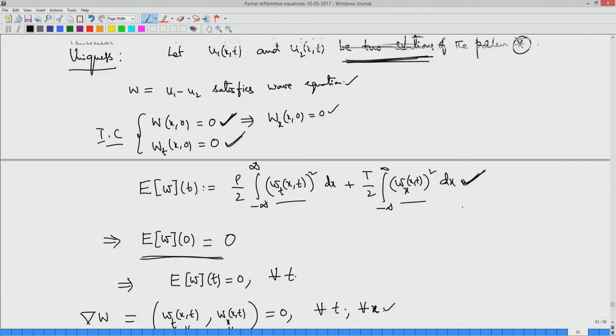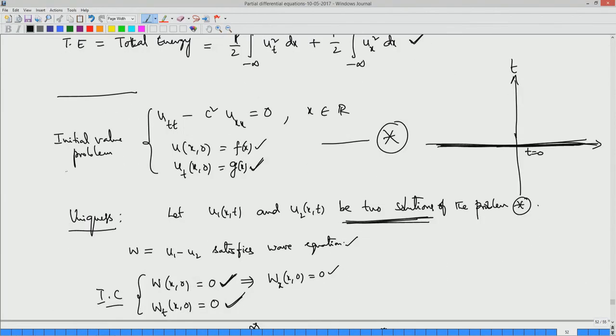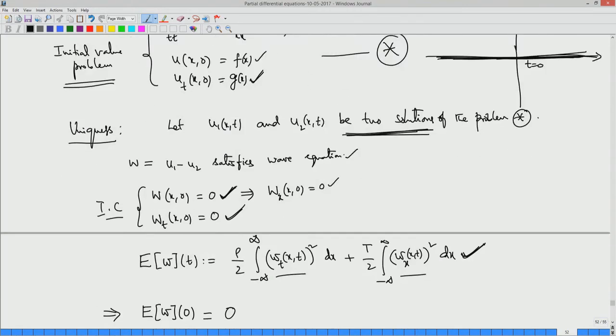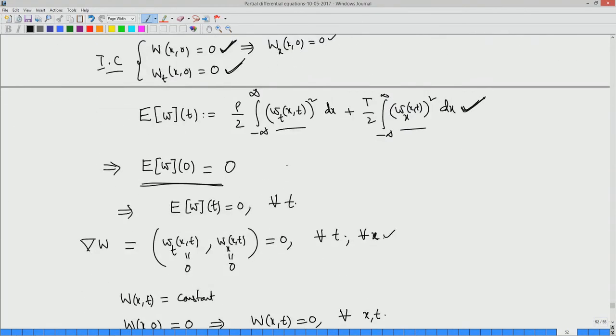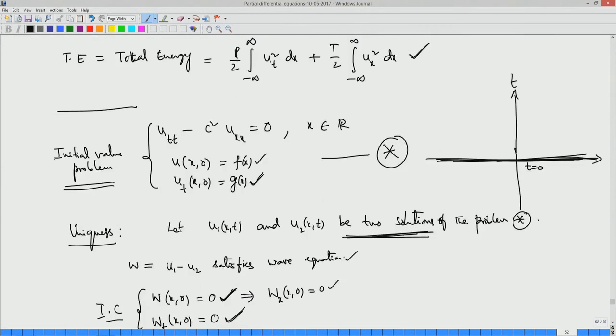The same proof works even if you replace this initial value problem with a problem on the semi-infinite domain with boundary data at x equal to 0, or any x domain with the initial data and the boundary data. You can apply this energy argument and show that a solution is unique. Let us not repeat this, but you can replace this initial value problem with any other problem. That means you take the wave equation and change this x domain.